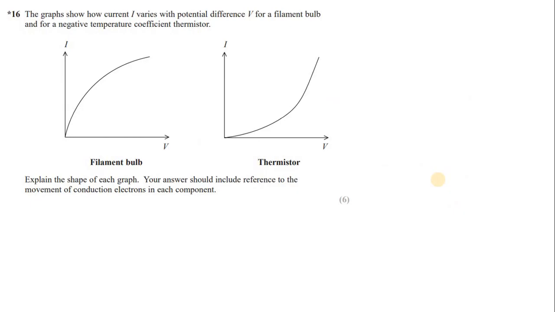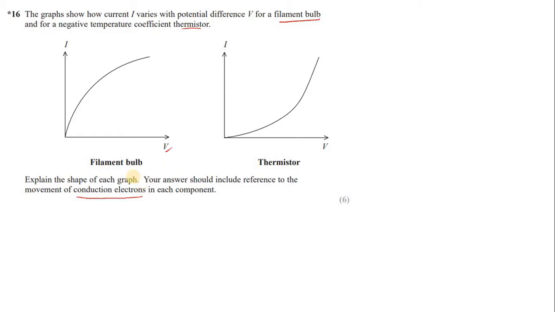The graphs show how current I varies with potential difference V for a filament bulb and for a negative temperature coefficient thermistor. Explain the shape of each graph. Your answer should include reference to movement of conduction electrons in such components. The main idea about the filament lamp and thermistor is that when you increase the voltage, the current is increased.